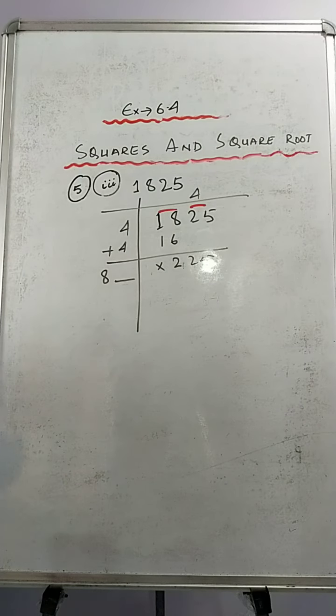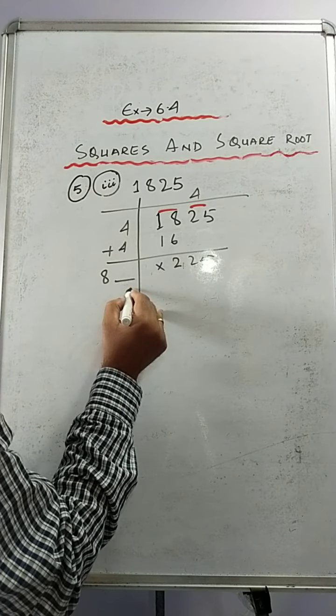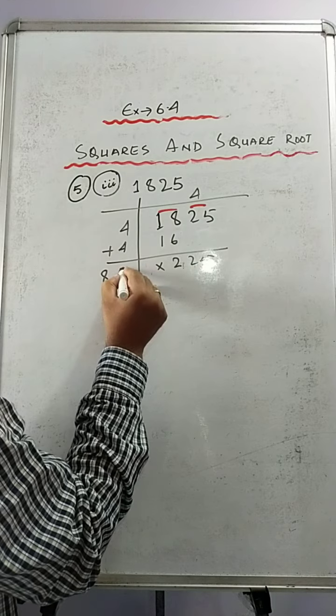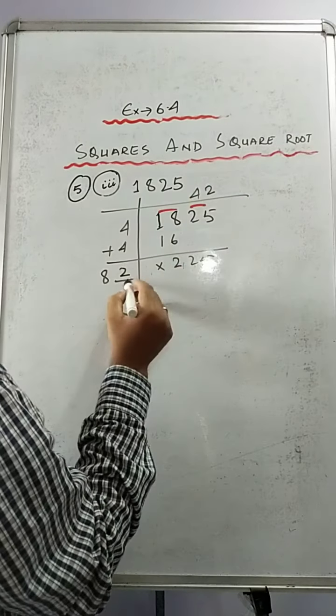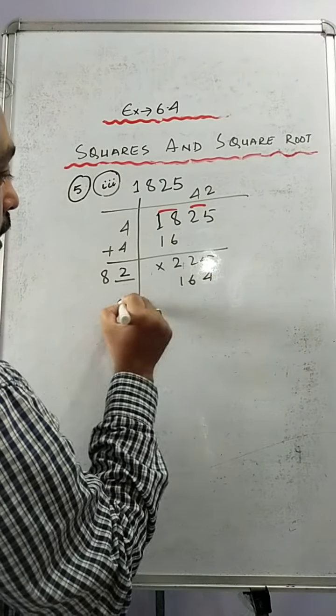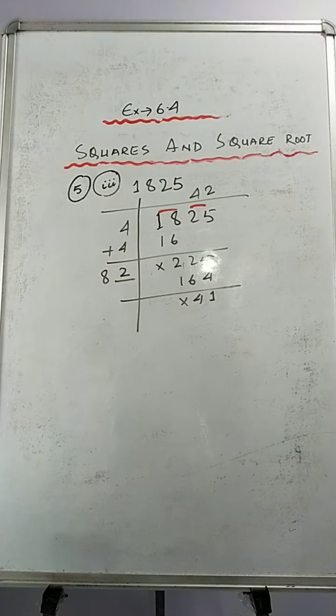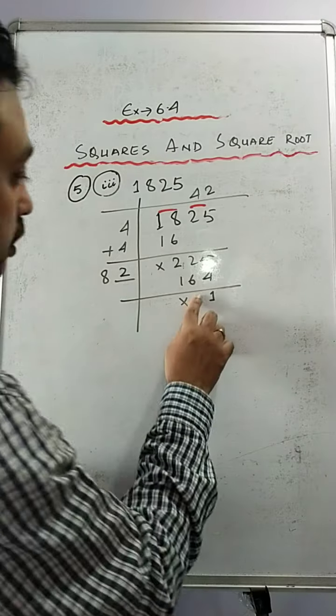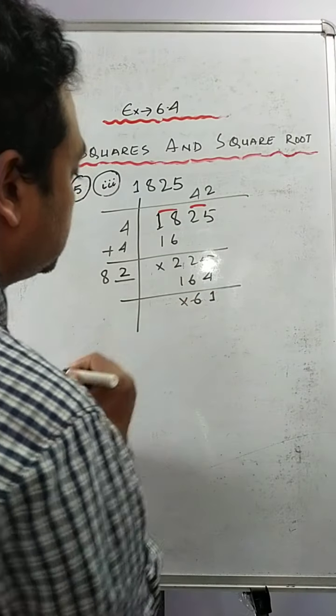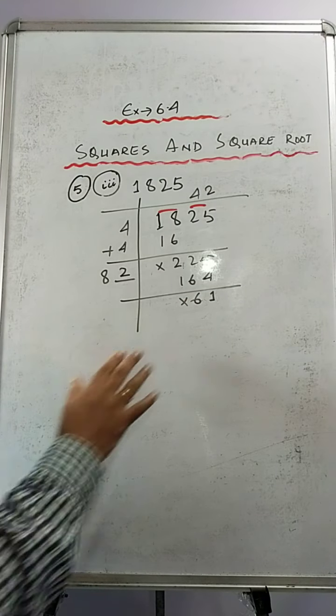Now what is the closest number that we can write? I hope 2, because 3 8s are 24. So we'll go for 2. 2 2s are 4, 16, 164. Sorry, it's not 41. It will be 6, 61. Fine. So the remainder is 61.